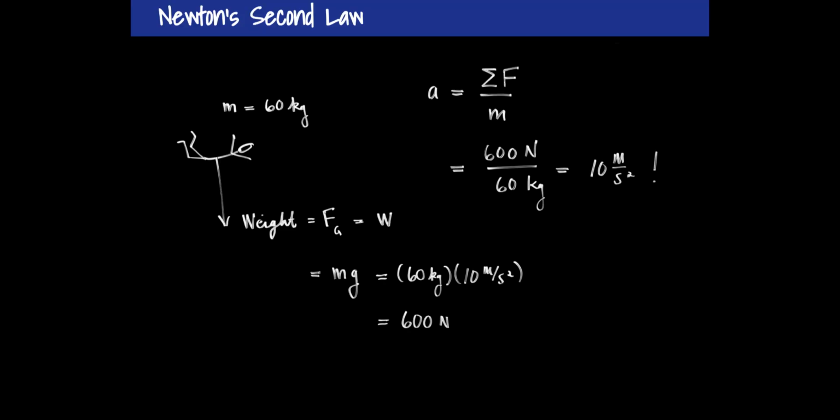600 newtons divided by 60 kilograms is equal to 10 meters per second squared. The acceleration due to gravity. That's a rather simple and obvious result. The reason why gravitational acceleration happens is because the force of gravity divided by the mass is equal to that acceleration. Now, if you're on a different planet, if you're on the moon or Mars, then the acceleration due to gravity is different. And so your weight is different, and your acceleration is different.